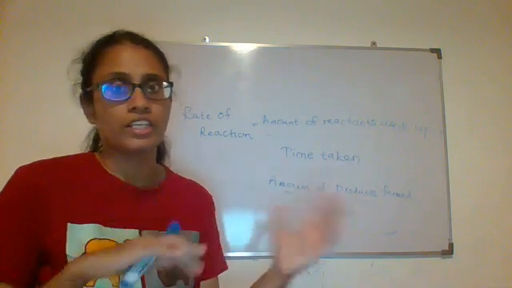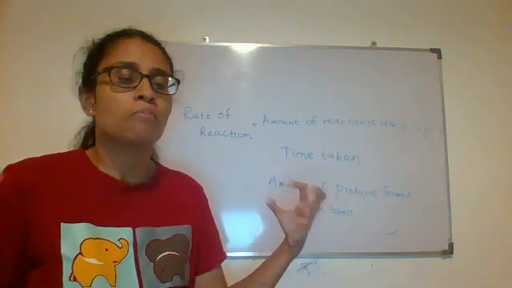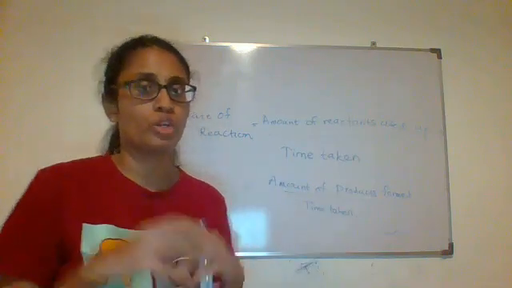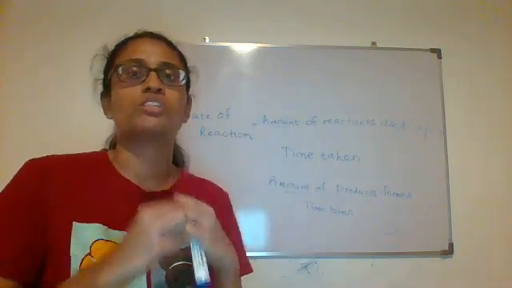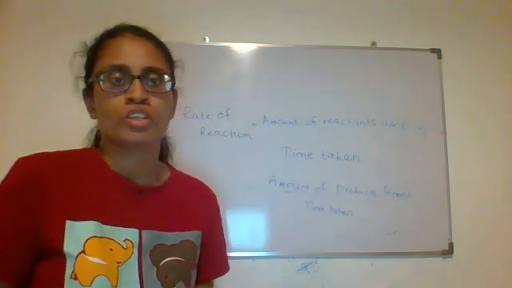It is the same for the products also. When forming the products, the molecules should come closer to each other, and there should be collisions. They should collide with each other. Then new products are formed.